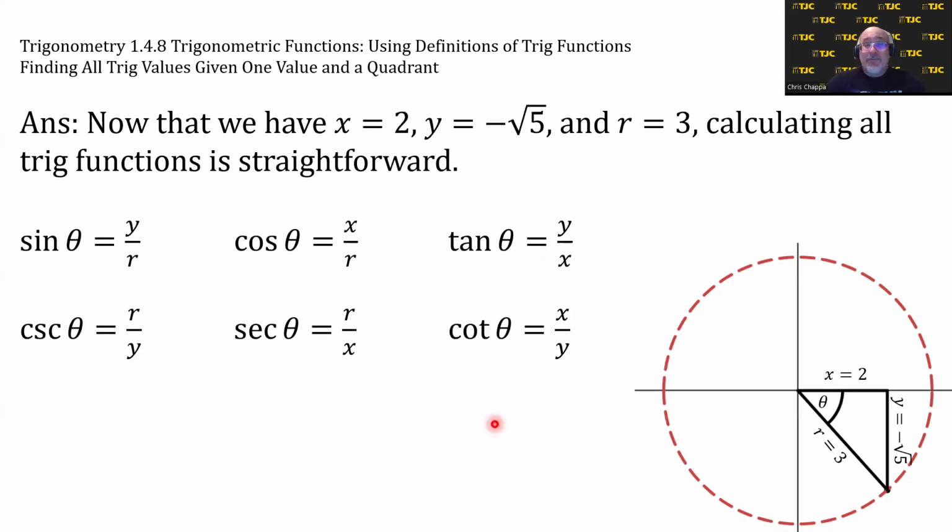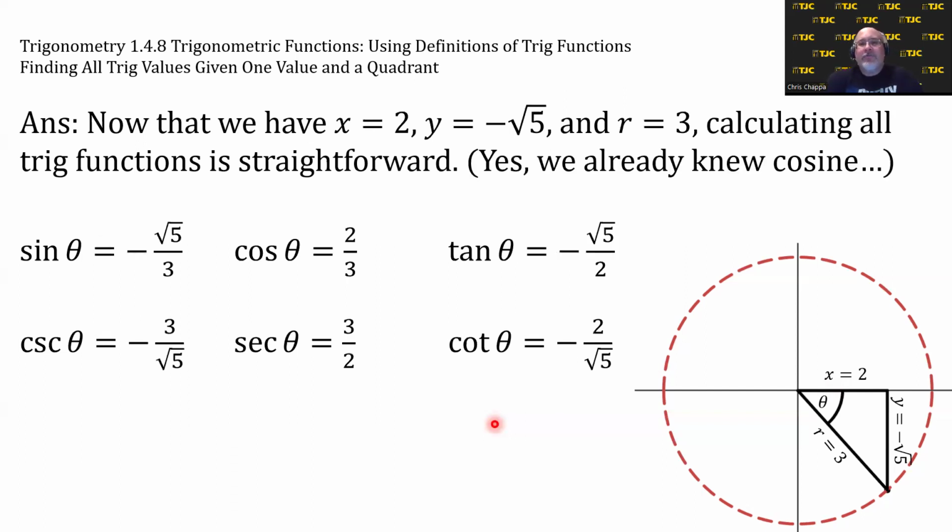Here are our definitions, which you should have memorized by now. If not, pause the video, do what you need to do to memorize them, try flashcards, and substitute all of our values. I know we already knew cosine, we were given that, but we're just plugging everything in. Everything's okay. And notice I did put the negatives in front because I think they look better there in fractions.